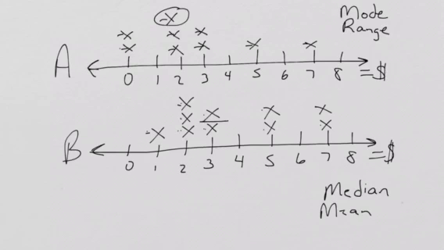You can find the mean of each set of data. So what would you do? You would count these up. You start here. It would be 0 plus 0 is 0. And that would be 2, 4, 6, 9, 12. 12 plus 5 is 17. 17 plus 7 is 24. And then you would divide that by 1, 2, 3, 4, 5, 6, 7, 8, 9. You divide that by 9. So it's going to be a little under 3.